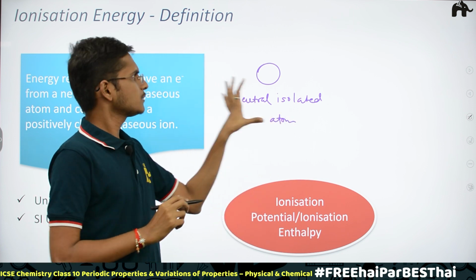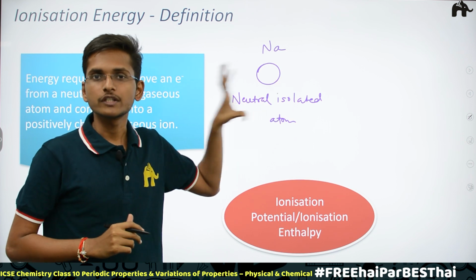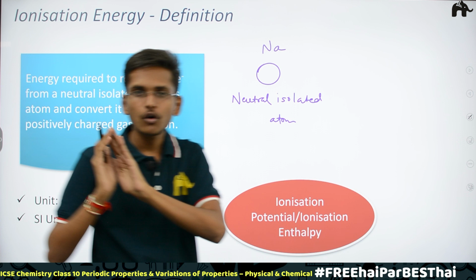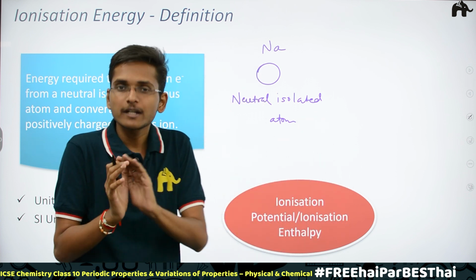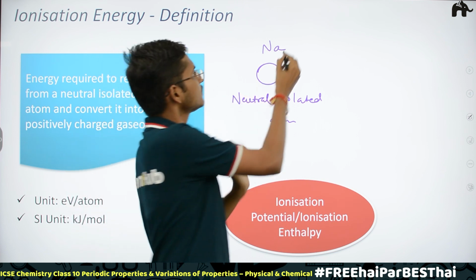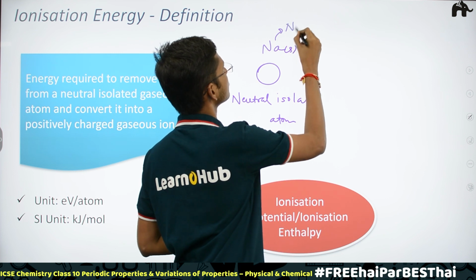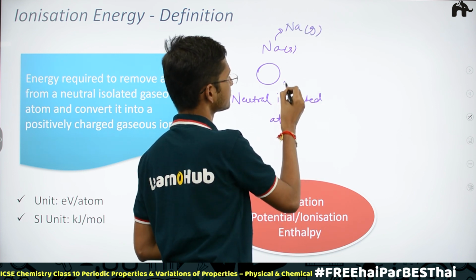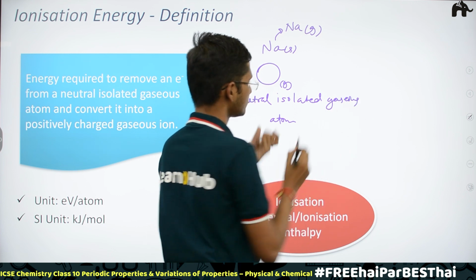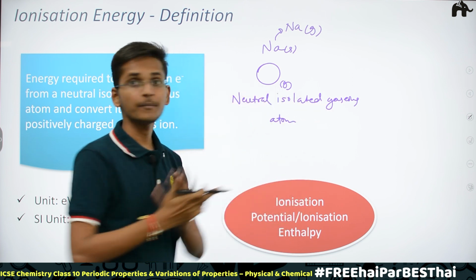Now, suppose this is a sodium atom. Now I know sodium exists in solid state, so sodium atom would also exist in solid state, right? So what I did, I separated the sodium atom from all other sodium atoms, and then from the solid state I converted it into the gaseous state. Now this atom is in the gaseous state, sodium atom. So what I can say about this atom now? This is a neutral, isolated and gaseous atom.